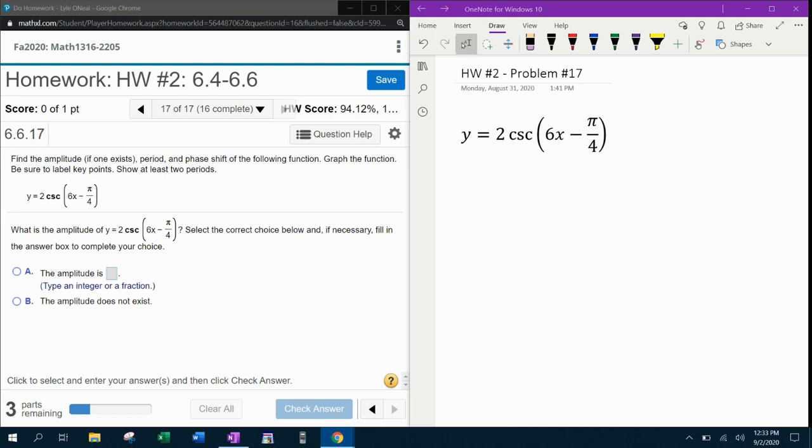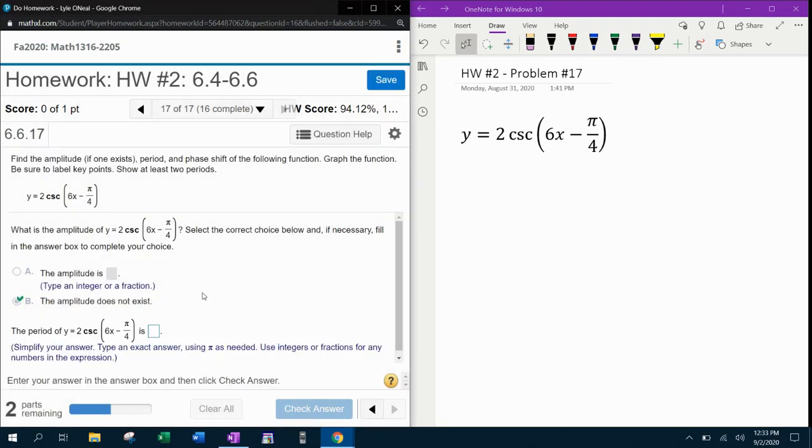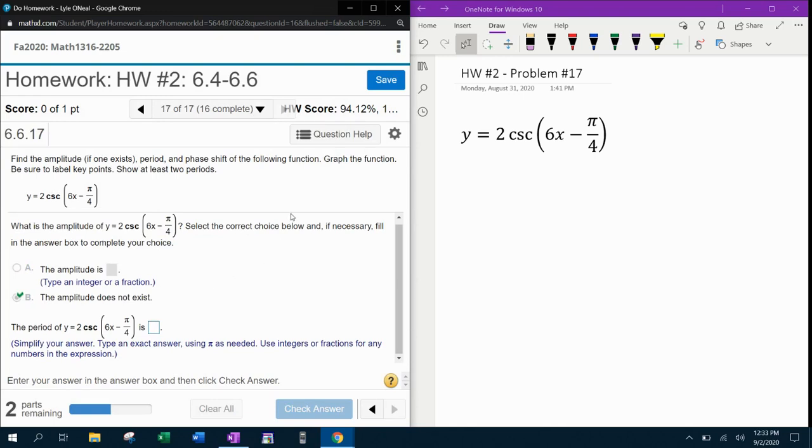So the first thing that I want to let you know is that only sine and cosine have an amplitude. This is cosecant, no amplitude, okay? Only sine and cosine have an amplitude.